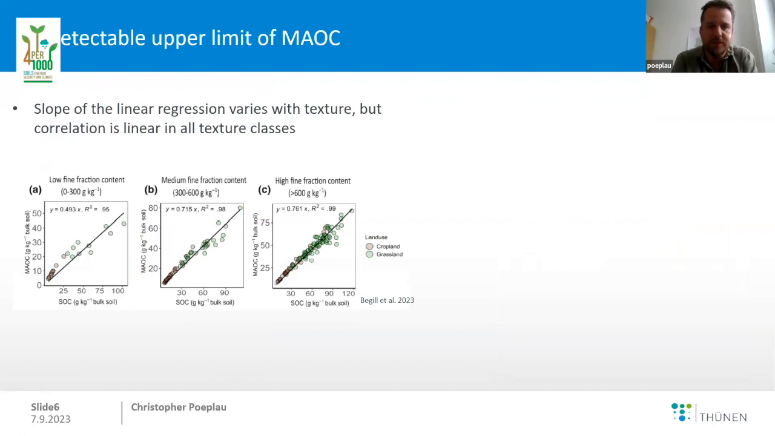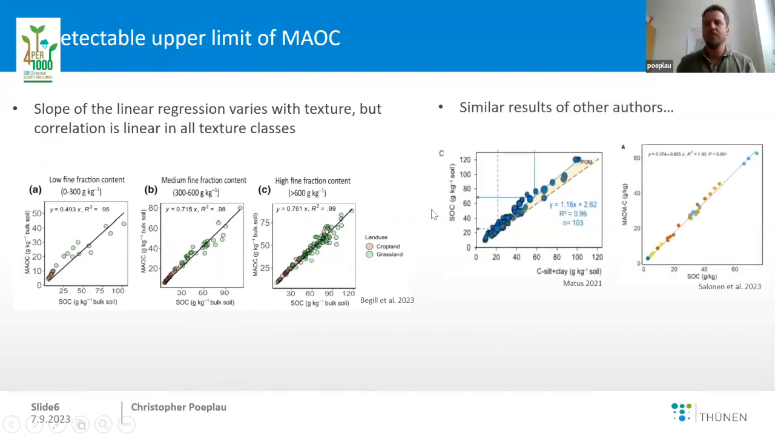So the slope of the regression is different. It increases with silt and clay fraction. So the more fine fraction you have, the higher is the slope, so the more is the proportion of MAOC. But also in sandy soils, you don't really see that it's leveling off. So it can become very high. And this is comparable to the results of other authors, like Matus in a global meta-analysis. And on the right side, it's a Finnish study on a very clay soil, but you see it's a very straight line, the relationship of MAOC and SOC.